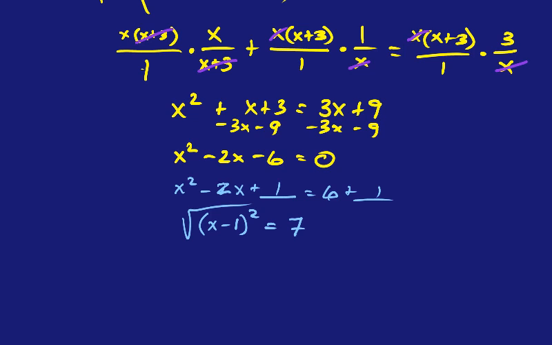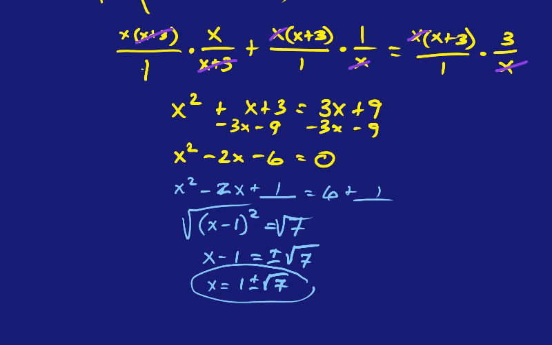I'm going to square root. And so I have x minus 1 equals plus or minus the square root of 7, excuse me. And then x equals 1 plus or minus the square root of 7. And if you go back and remember, we said that x can't equal negative 3 and x can't equal 0. And so we're okay.